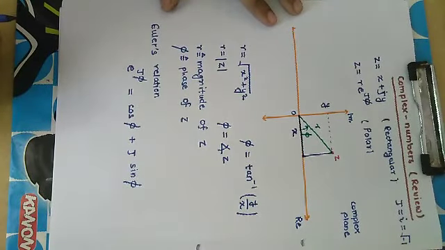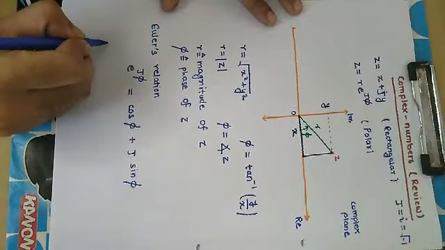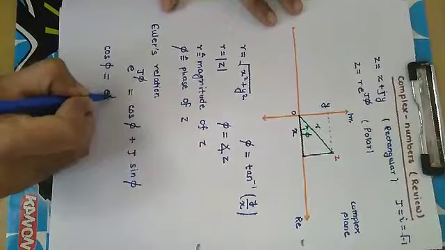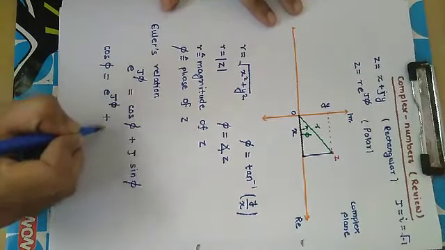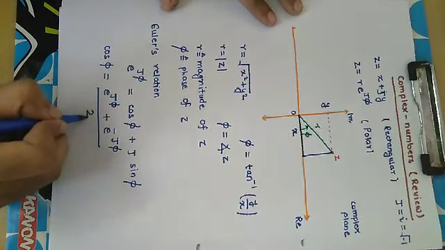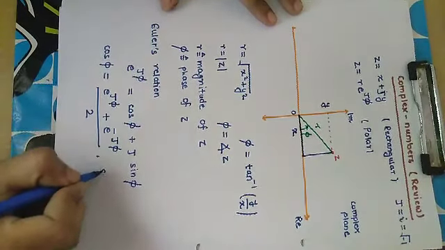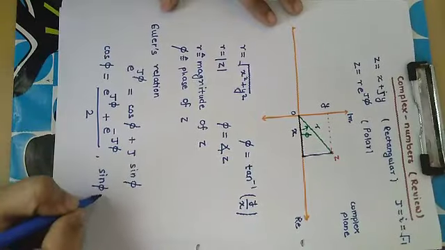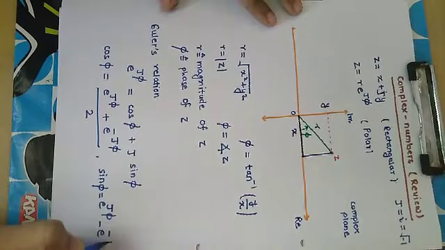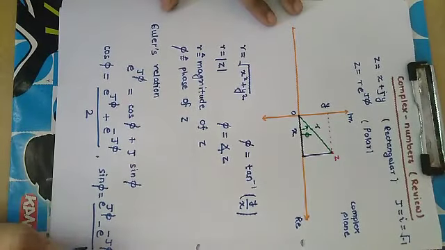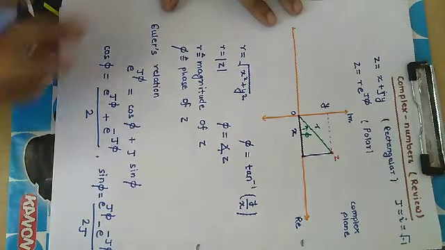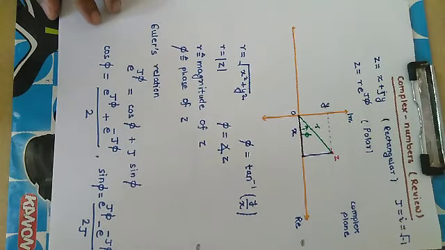This is very important, and from this relation you can also find that cos phi equals e to the power j phi plus e to the power minus j phi, by 2, and sin phi equals e to the power j phi minus e to the power minus j phi, by 2j. Okay, so this is the relationship. This is important.